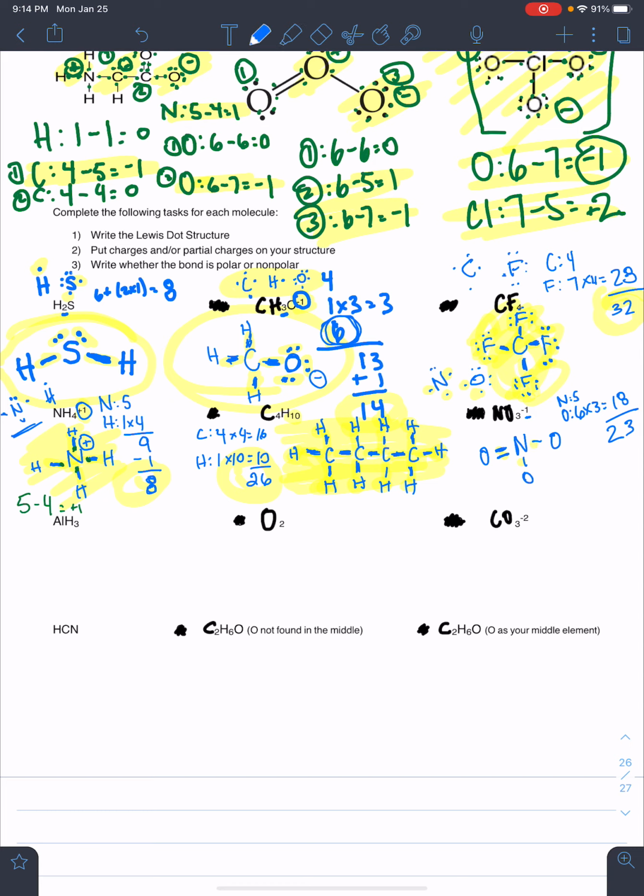This oxygen has 2, 4 around it, but it still needs 6, 8. Now this oxygen has 2, so it needs 4, 6, 8 electrons around it. This oxygen has 2, so it also needs 4, 6, 8 electrons around it.